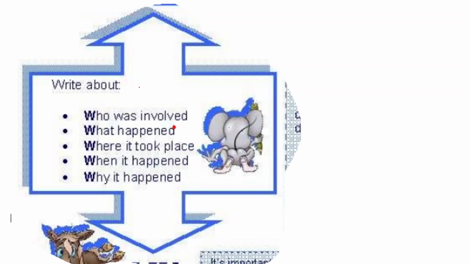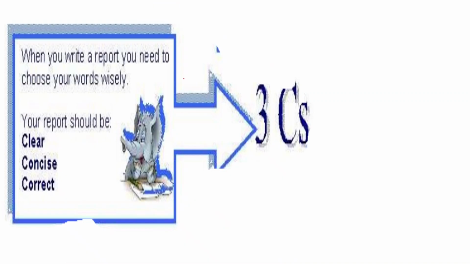When we talk about the content, we should start with who was involved in the event and what happened, where it took place, when it happened, why it happened. These 5 W's are to be answered in your report writing.